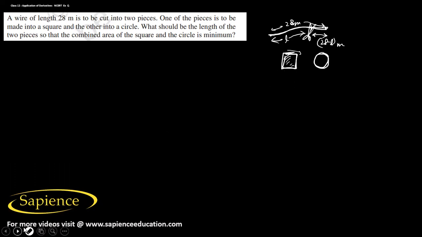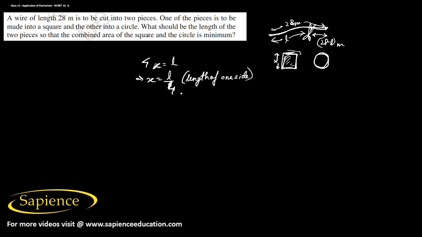So here L is the perimeter of the square. Therefore 4 into side, suppose each side is x, then 4x is equal to L. So x is equal to L by 4. So L by 4 is the length of one side of the square. Then the area of the square will be equal to x square, that is L by 4 whole square, that is equal to L square by 16 meter square.